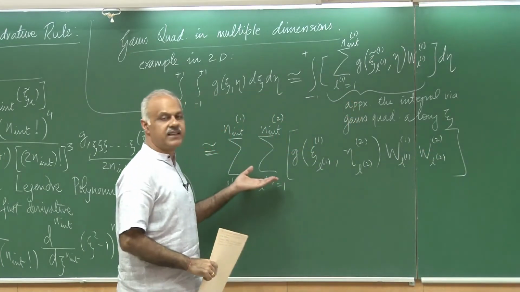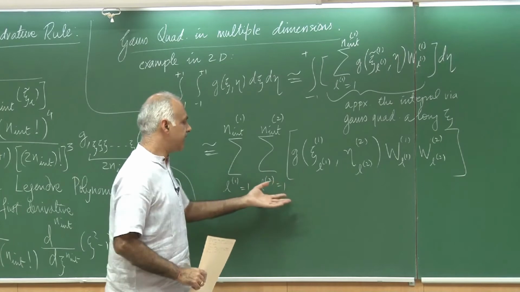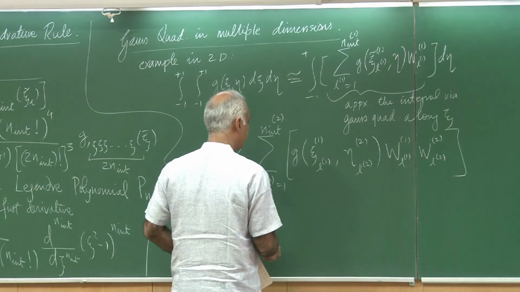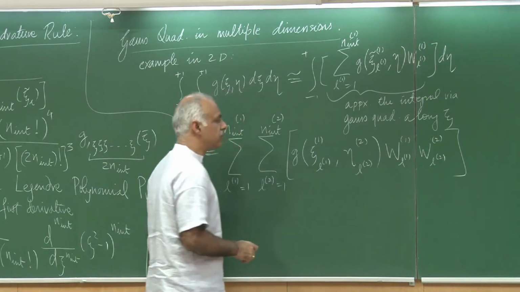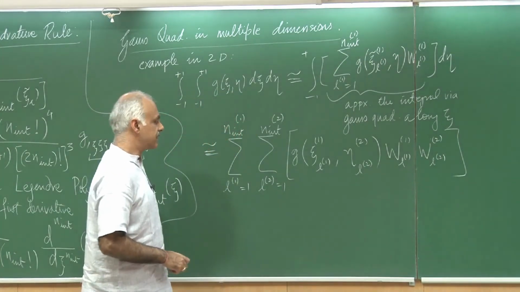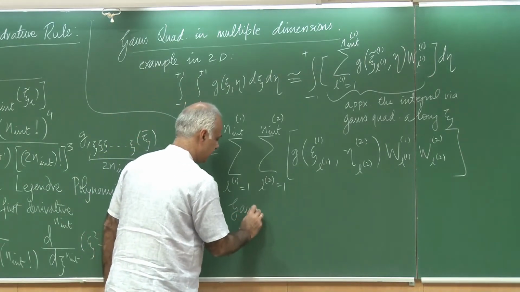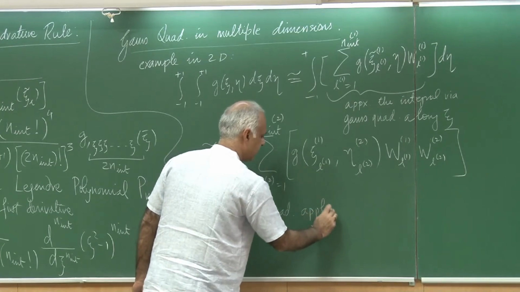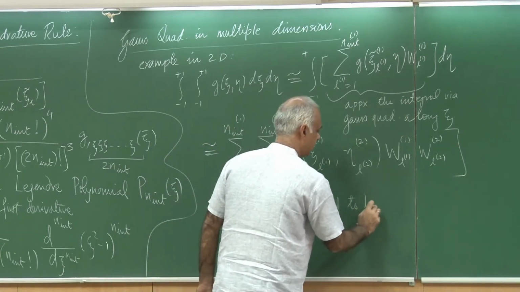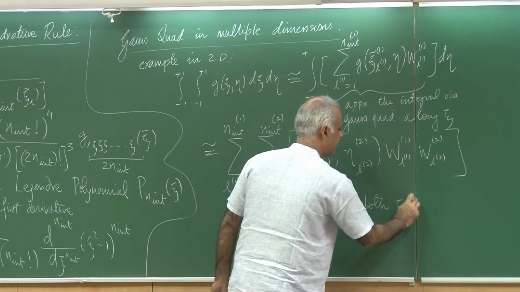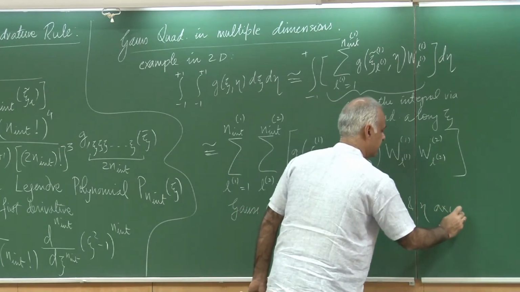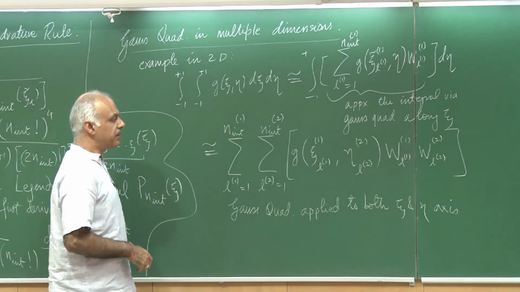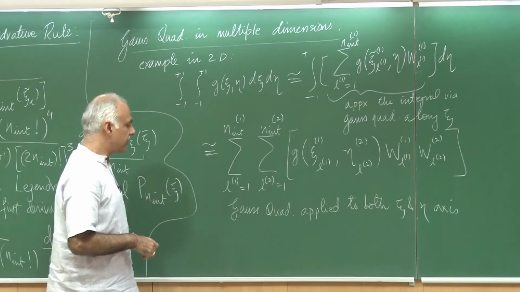Of course, I will incur an error which I am not writing down because I have already put an approximation. So, this now is the Gauss quadrature rule applied to both the xi and eta axis. Okay. So, let us take an example. Suppose we want to use the 1 point rule.